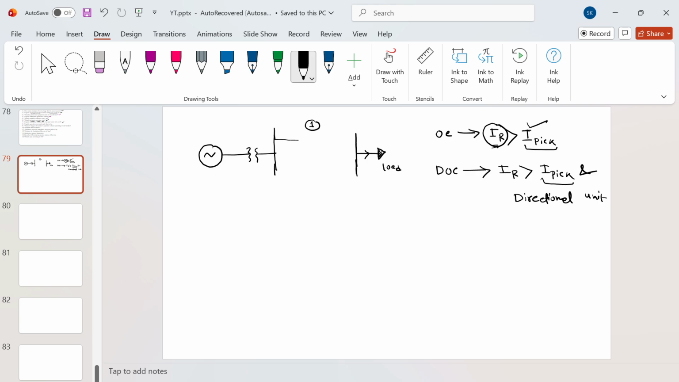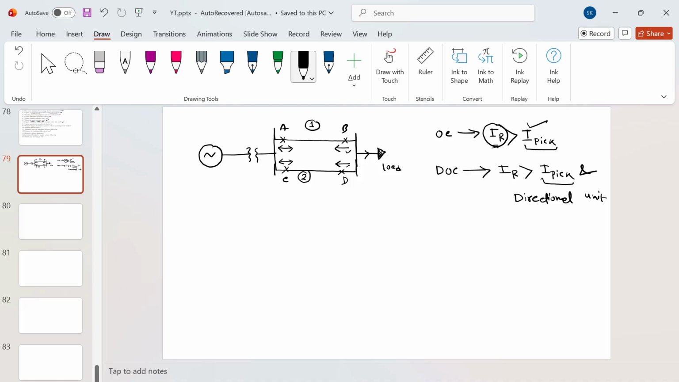So let's say I have one line, and let me have this is line 2. This is my relay A, relay B, relay A, relay B, relay C, and relay D. Now let me take the overcurrent relay or non-directional overcurrent relay in the source side, and the directional overcurrent relay at the load side.